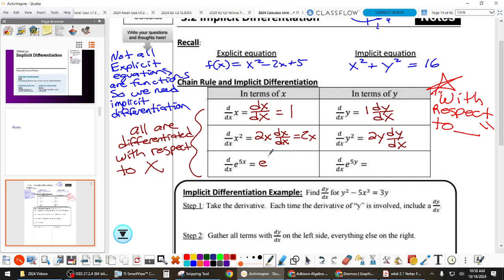So e to the 5x, and then chain rule says, you might have said it, I just didn't hear, but times 5, right? So differentiate the whole thing, and then differentiate the inside parts, so layers, and then again, it's dx over dx, but really we would just write this as 5e to the 5x. Okay? How about this one? Would be 5 dy dx e to the 5y.